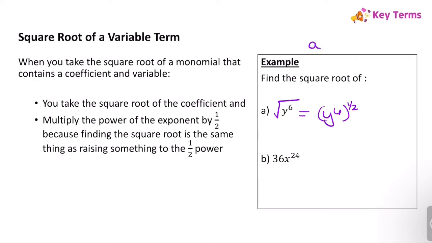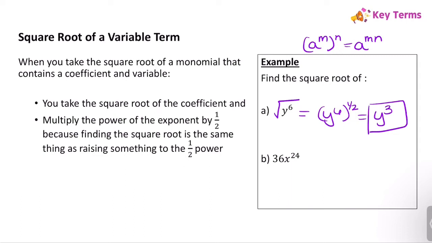Well, remember we have that exponent rule that a to the m to the n equals a to the m times n, right? When we're doing a power of a power, we multiply the exponents. So I'm going to do 6 times 1/2, and so that's going to give me y to the 3rd. Okay, so the square root of y to the 6th is y to the 3rd.